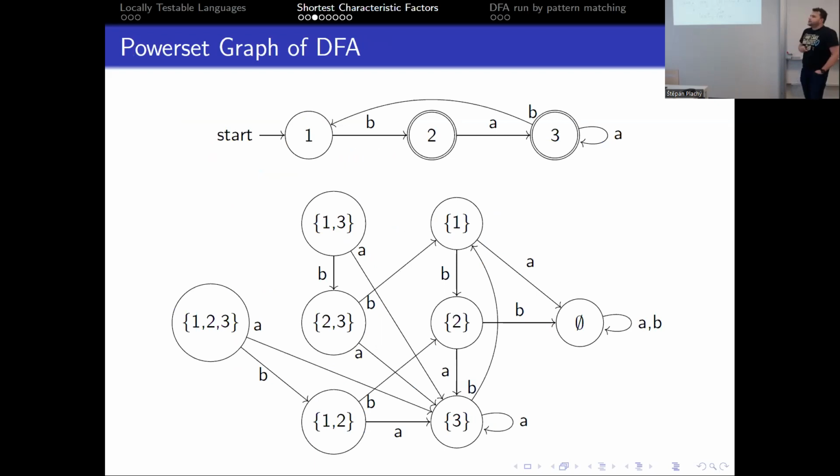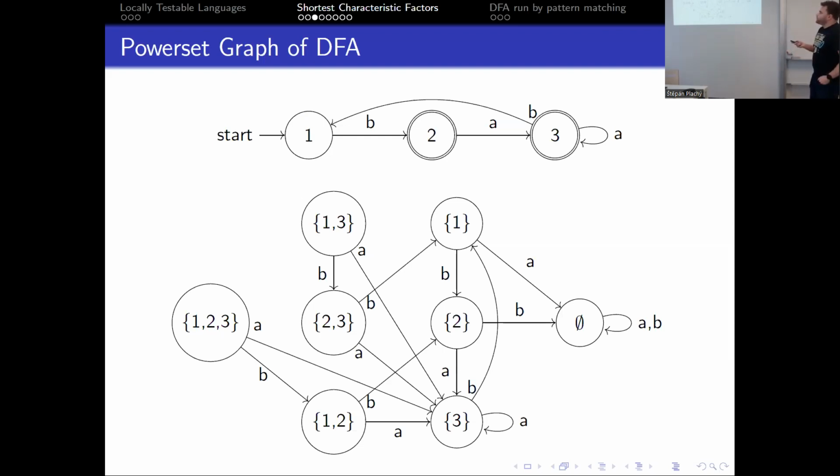So how would we find some of these things? The previous approach for this was to investigate the so-called power set graph of the DFA. That is basically a graph where nodes are just subsets of the states of the automaton. So for this automaton, all the states here are some subset of that. And edges are basically aggregating all the transitions from that set of states. So something similar to when we are doing a determinization of an automaton. This is a very similar concept.